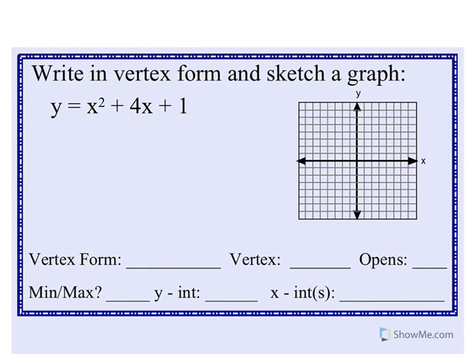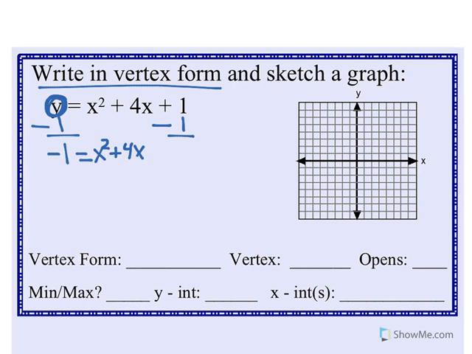Here we go. Right now, this one is not in vertex form, so the first thing we want to do is write it in vertex form. That's why we learned this in the beginning of the unit. First thing we're going to do is set it equal to 0 instead of y, so we can solve it. And now we're going to subtract that 1. 0 minus 1 is negative 1, equals x squared plus 4x, and we created this space because we're going to come up with that magic number.